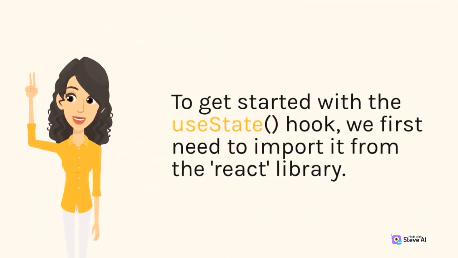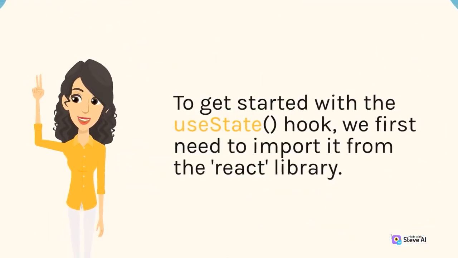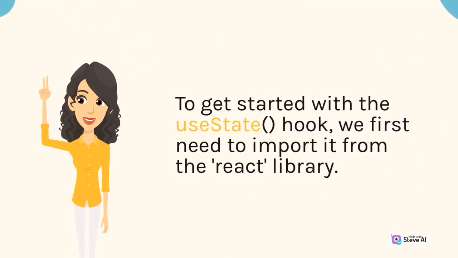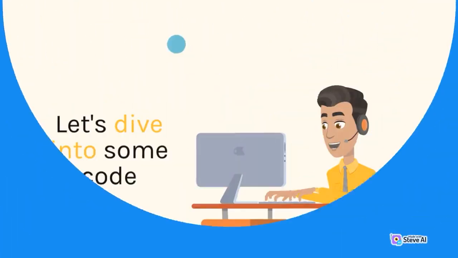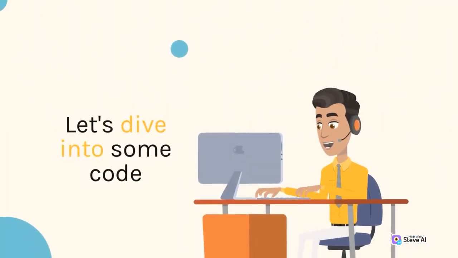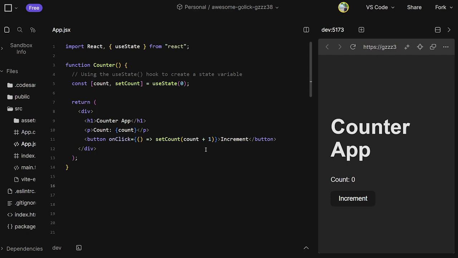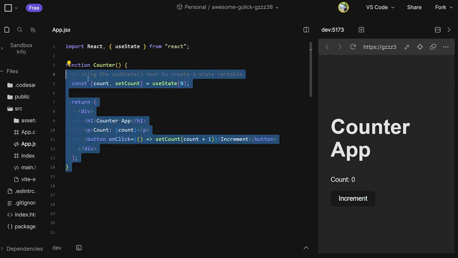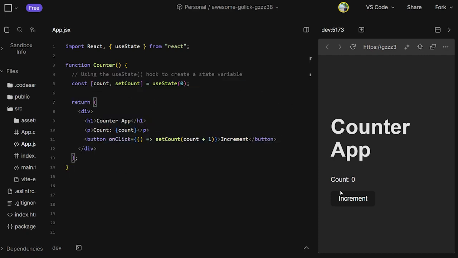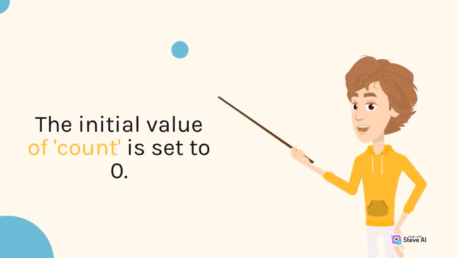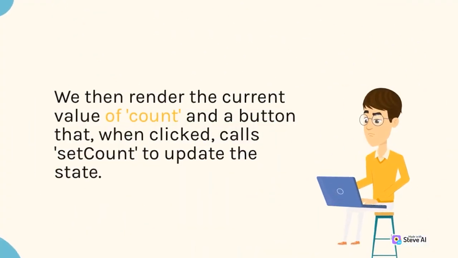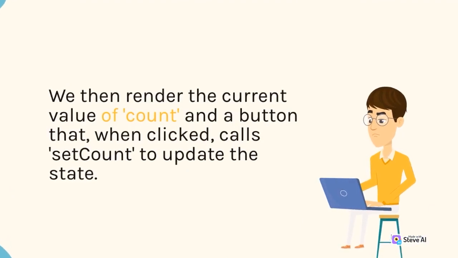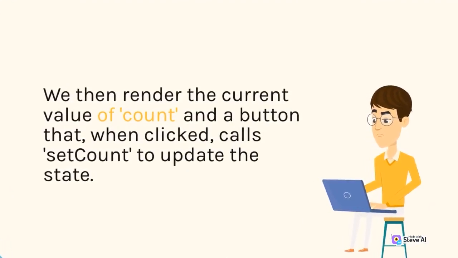To get started with the useState hook, we first need to import it from the React library. Let's dive into some code. In the code snippet, we first use the useState hook to create a state variable called count and an associated updater function setCount. The initial value of count is set to 0. We then render the current value of count and a button that, when clicked, calls setCount to update the state.